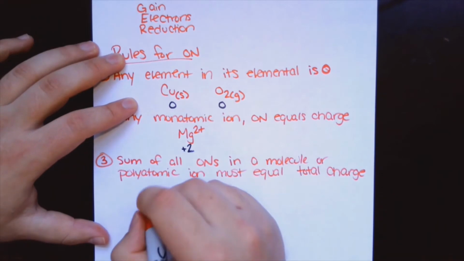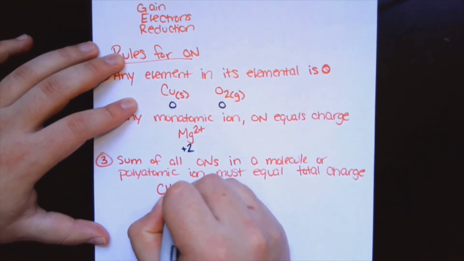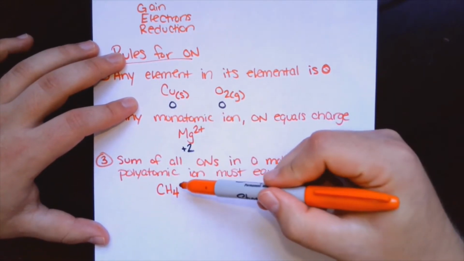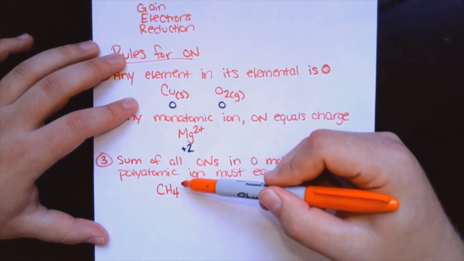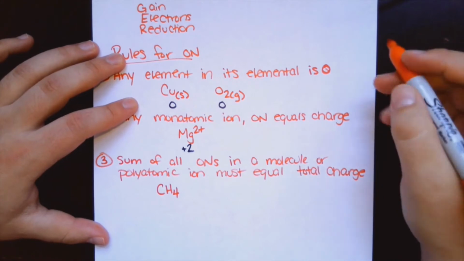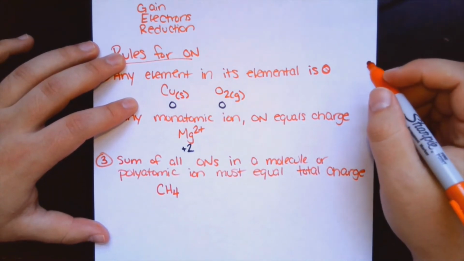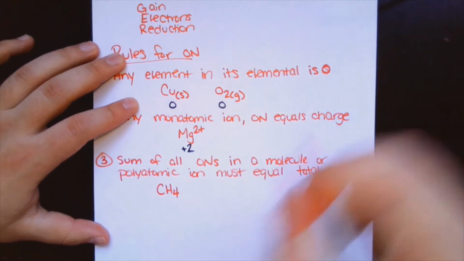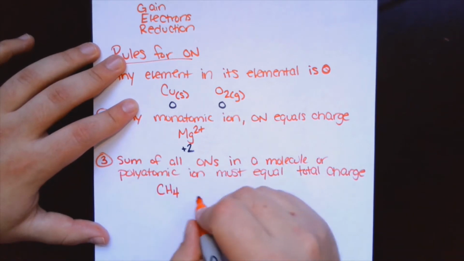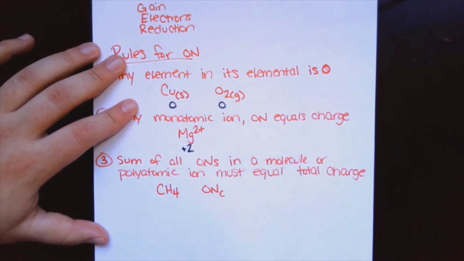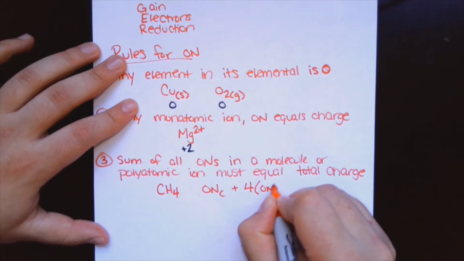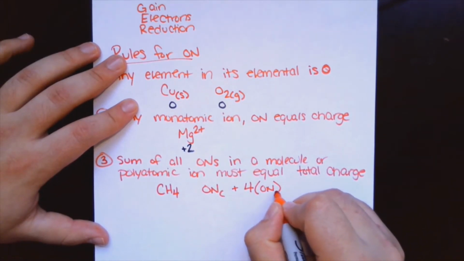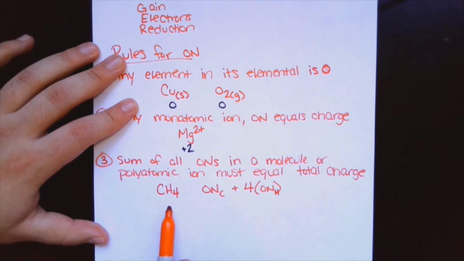So for instance, let's say we have CH4. This is methane. There is no charge on it. You know that because if there was a charge, we would have to see it right here in the upper right-hand corner. Right? So if there's no charge on that molecule, that means the sum of all of the oxidation numbers has to equal 0. So that means that the oxidation number for carbon plus 4 times the oxidation number for hydrogen, and I just say 4 times that because there are 4 hydrogens here, right?